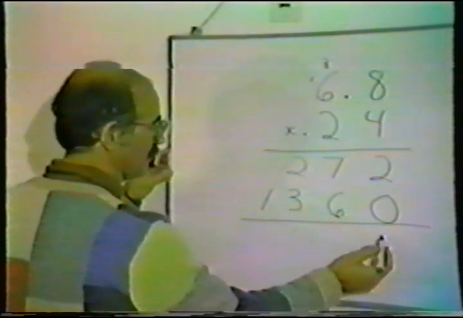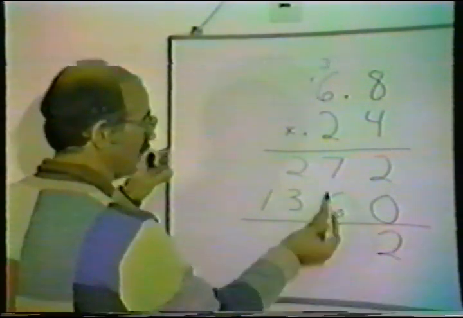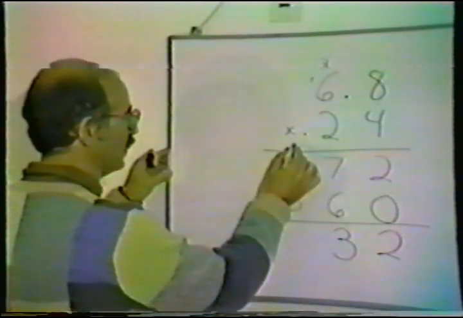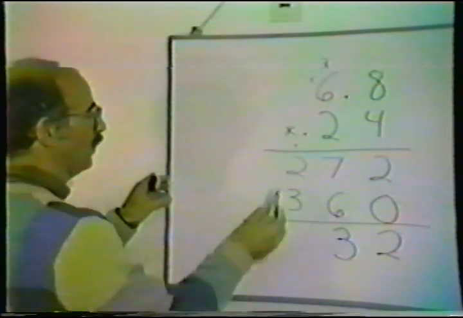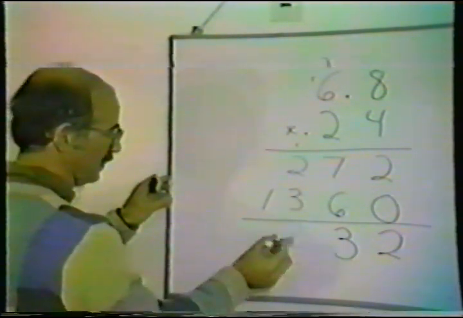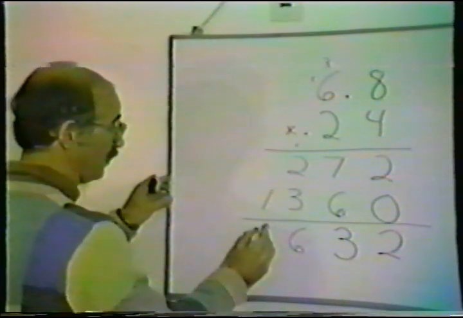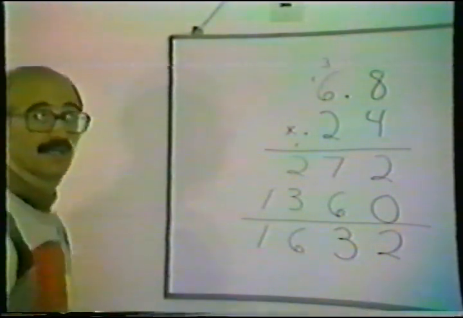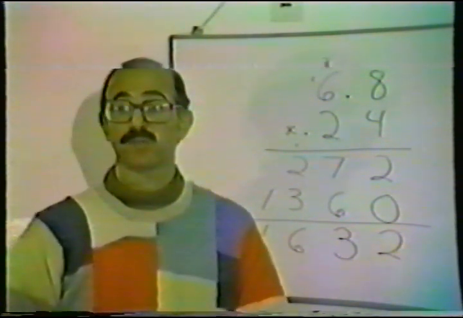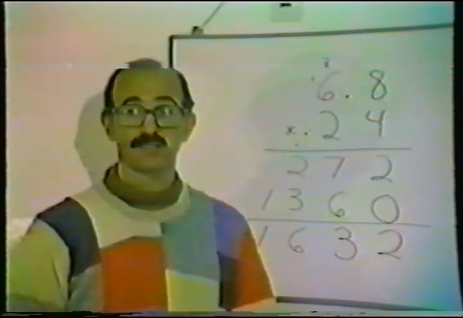2 plus 0 is? 2. 7 plus 6? 13. Put down the 3, carry the 1. 1 plus 2? 3. Plus 3? 6. And the 1. 1, 6, 3, 2. Now we have to put the decimal point in the answer.